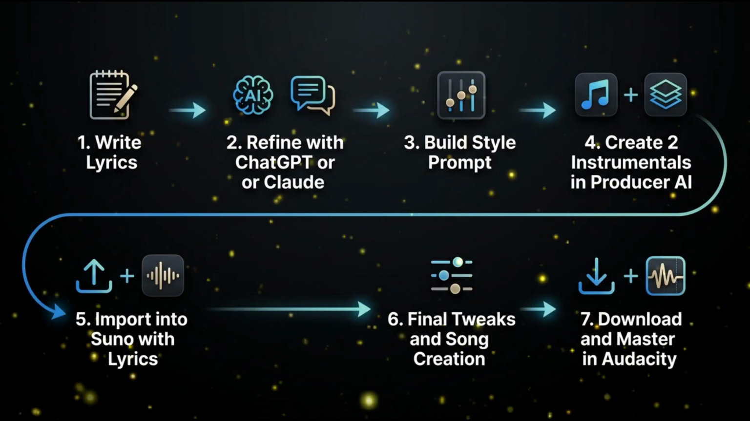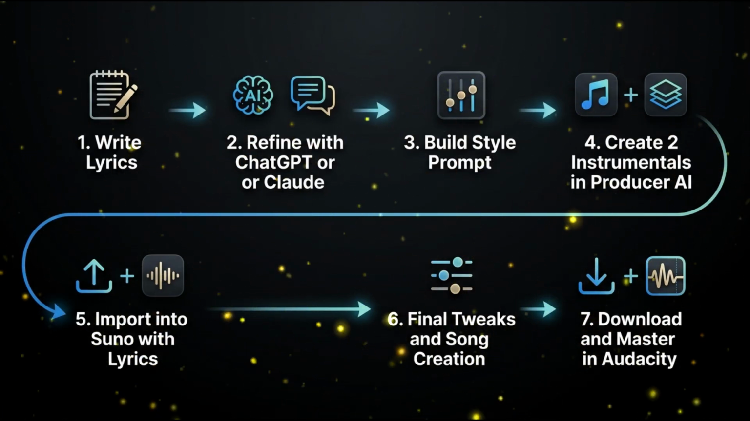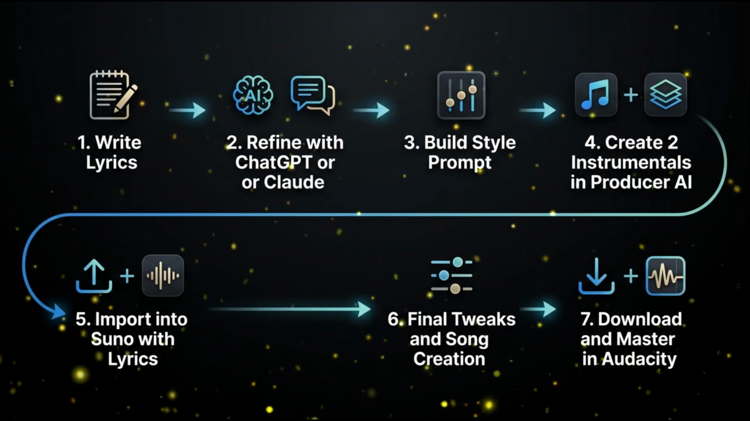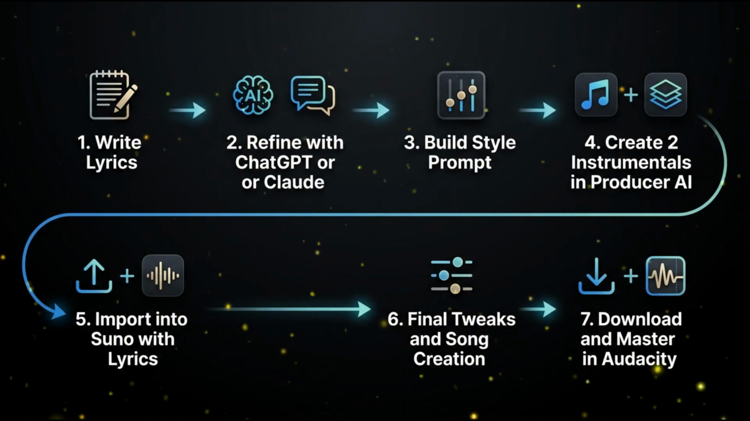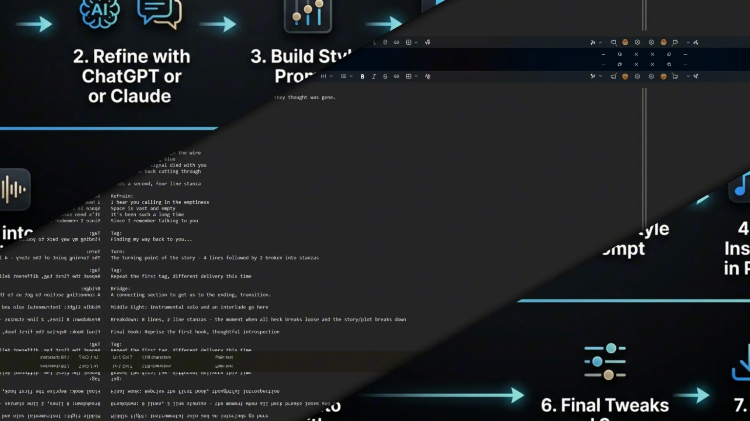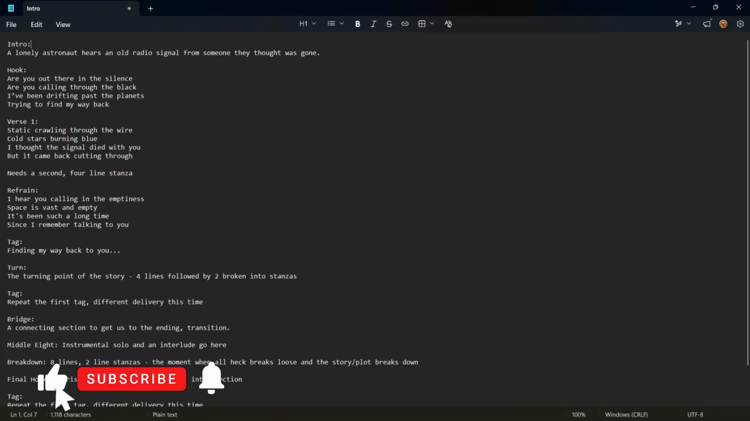The key idea is this: we're not asking one AI tool to do everything. We're using each tool for what it does best. So the first step is writing the lyrics. Now, you can have an AI help you write them, but I recommend starting with your own ideas first. You want a clear song concept before you touch the music tools.